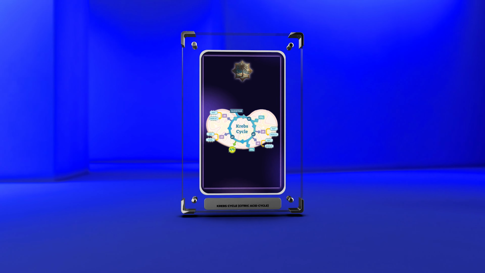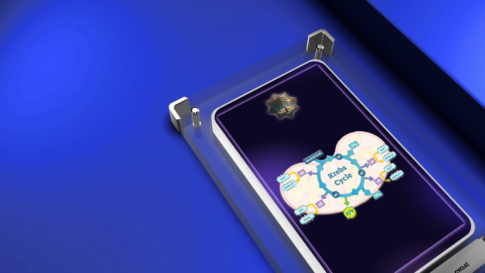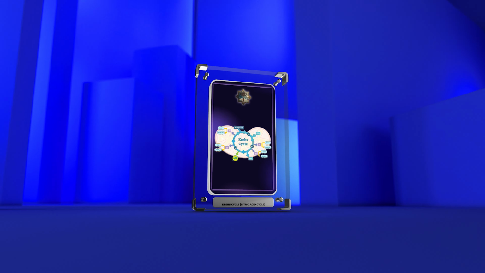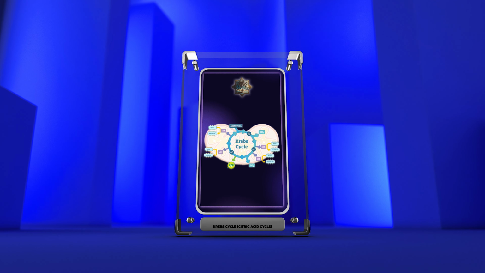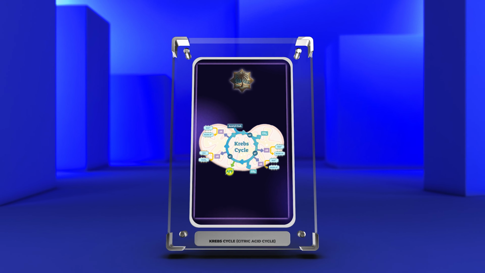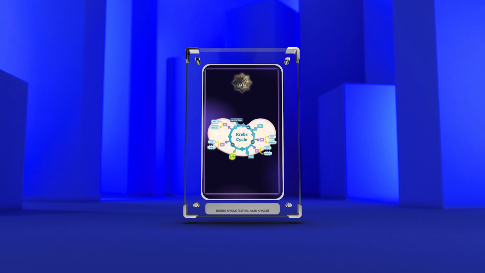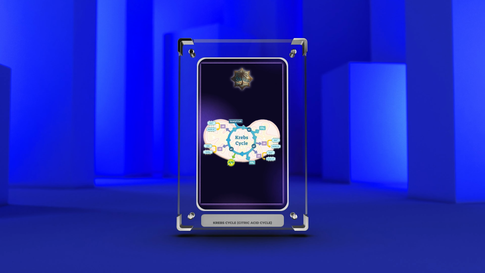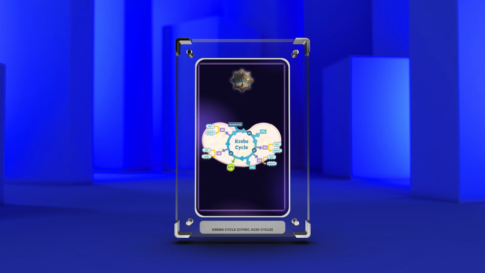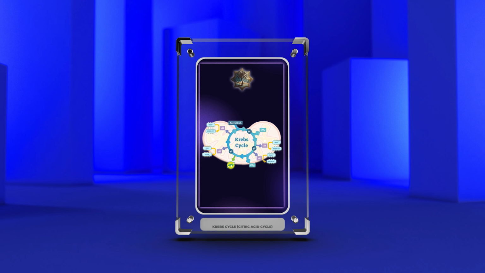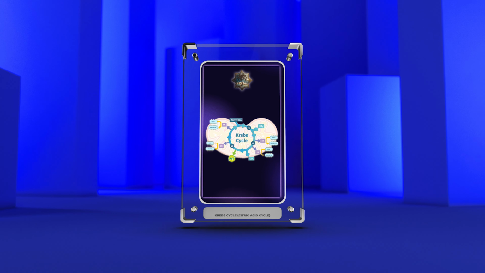Introduction. The Krebs cycle, also known as the citric acid cycle or the tricarboxylic acid cycle, is a central metabolic pathway found in the cell. It plays a crucial role in generating energy in the form of ATP and is intricately connected to various other metabolic pathways. Understanding the mechanisms, regulation, and implications of the Krebs cycle is essential for medical professionals, as dysregulation in this cycle can have significant implications in human diseases.